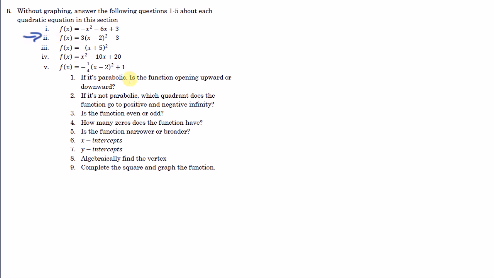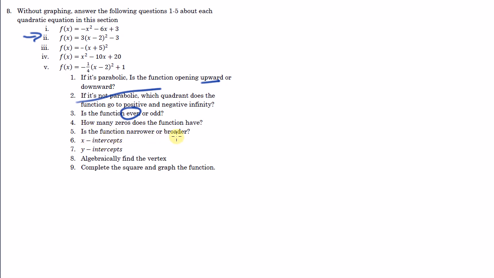Alright, so oh, this one's going to be cool. Okay, so let's see, what is it? It is parabolic. So this one's not going to apply, and this one has its positive out here, so we're going to say that this one's going to open upward. The function's even. How many zeros does the function have? It's going to have at least 2.